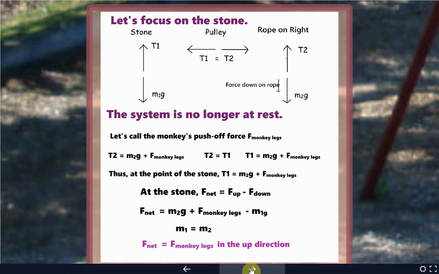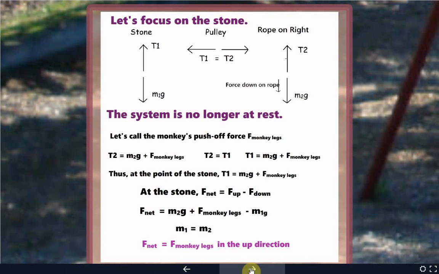Now let's focus on the stone. The stone is attached to the rope, but something has changed. The tension on the right side is increased because of the force down on the rope and the weight of the monkey. So the tension is now going to be two things: the weight of the monkey plus the force down the rope. And since tension 1 is equal to tension 2, now the stone is going to be pulled up with that tension, the weight of the monkey plus the force down on the rope, which I'm calling the force of monkey legs.